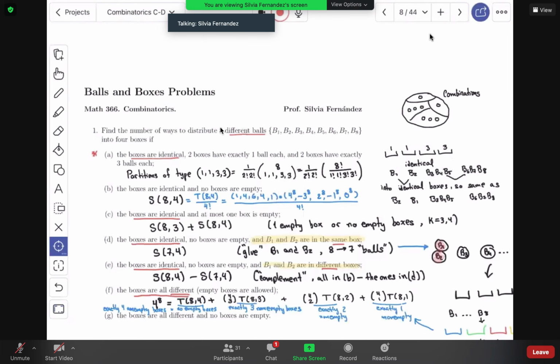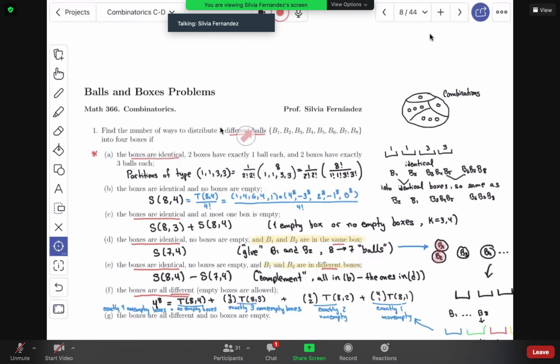When the boxes are different, you know exactly you want this exact distribution. But since the boxes are identical, these two boxes are kind of counted the same, so we divide by that 2 factorial, and then we divide by this other 2 factorial, because there are 2 boxes that behave the same way. So we divide by these factorials. These are the multiplicities, right? 2 1s, 2 3s. So we divide by 2 factorial, 2 factorial.